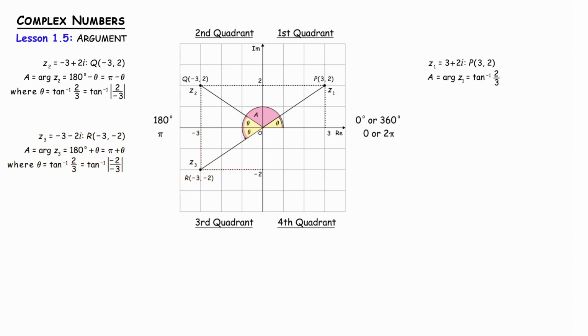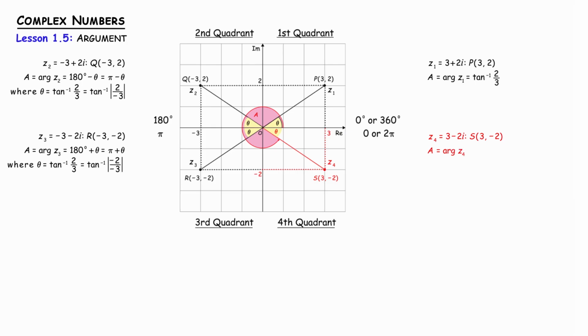Lastly, consider a related complex number z4, which is equal to 3 minus 2i in the fourth quadrant. Call its point in the Argand diagram S, (3, minus 2). Plot z4 by moving 3 units to the right of the origin and then down 2 units. Once again, call A the angle z4 makes with the positive real axis. Positive angles are always measured in an anti-clockwise direction from the positive real axis.